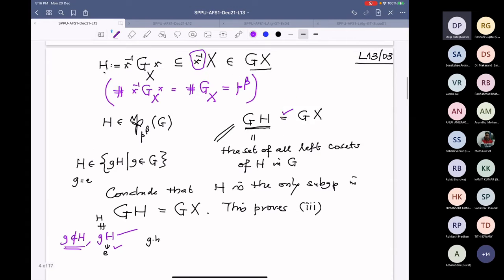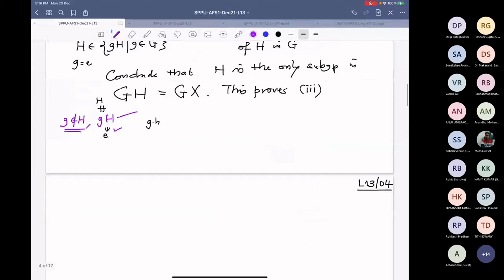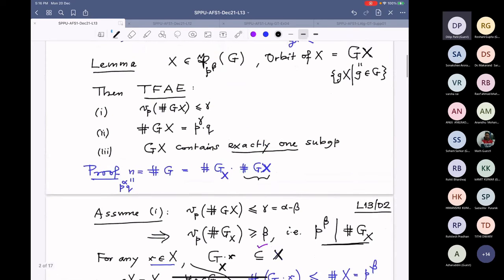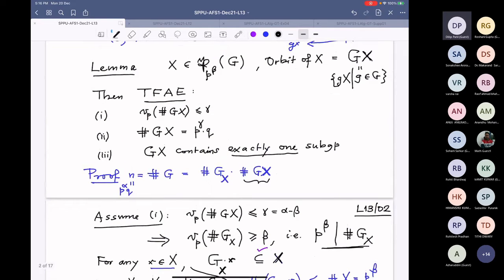Now I will prove 3 implies 1. So what are we assuming now? We are assuming that the orbit of X contains exactly one subgroup. And then I want to compute the cardinality of that orbit and show that VP of that cardinality is less than or equal to gamma.